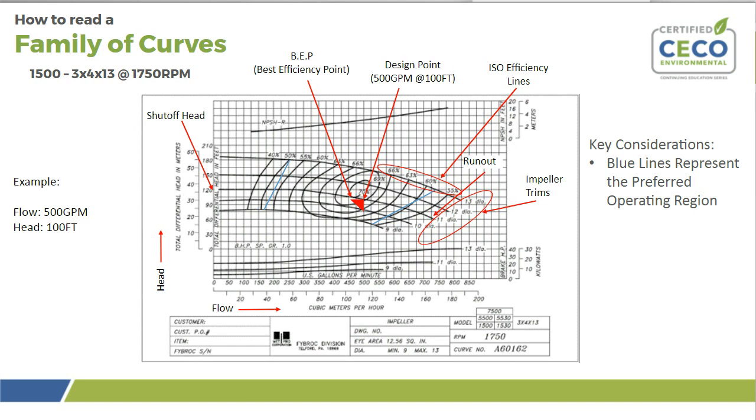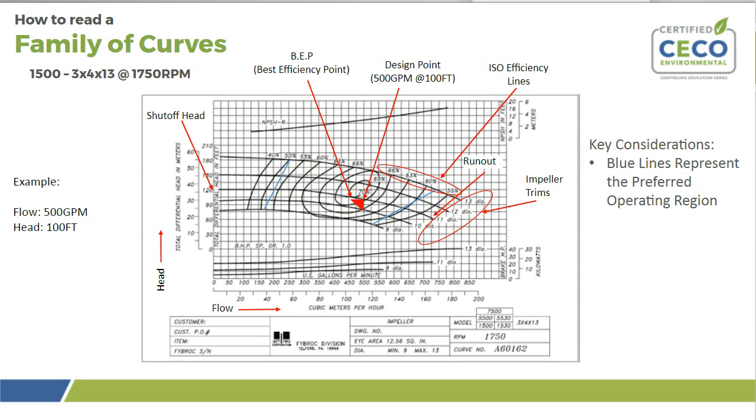It's called a family of curves because it shows all of the different impeller trims that are available for this pump size. So at this speed for this pump size, you can see on the right, I circled all the impeller trims. This pump is available anywhere from a 9-inch to a 13-inch impeller diameter. So what we're showing here is not just one curve, but five different impeller trims. Okay, so each one of these curves represents an impeller trim.